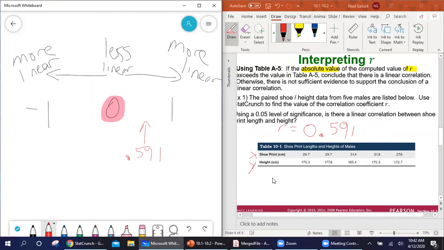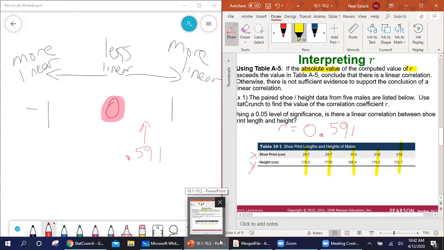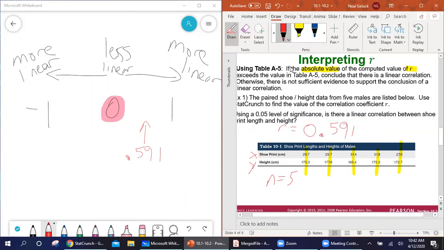That's where I'm going to use the table in our green packet. So I'm using a 0.05 significance level, so alpha is 0.05. There are 5 data points. Realize it's not the amount of numbers; it's 1, 2, 3, 4, 5 data points, X and Y's. So I'm going to go to N is 5. N is 5, my significance level is 0.05.